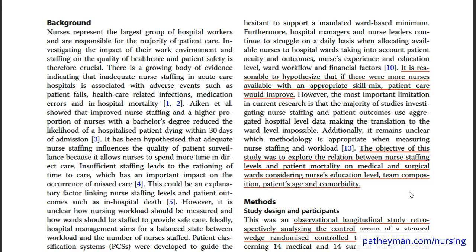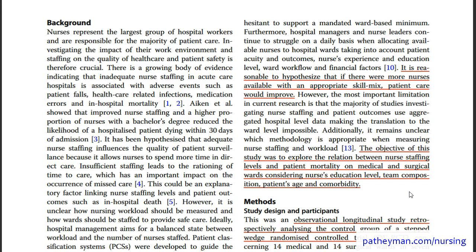So the relationship between nurse staffing levels, that's going to be our study factor, and patient mortality. Did the patient die? Yes or no? Well, that's going to be the response variable on medical surgical wards. So what that really means is in med-surg patients. So if you're going to say this the best way, it would be what is the relationship between nursing staffing levels and patient death in med-surg patients? And that's pretty much it.